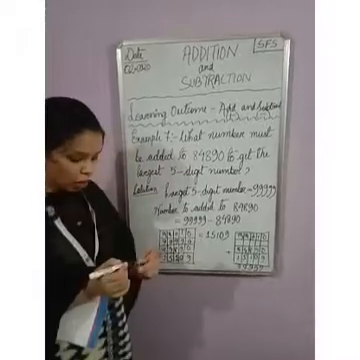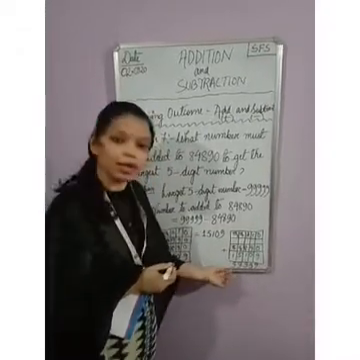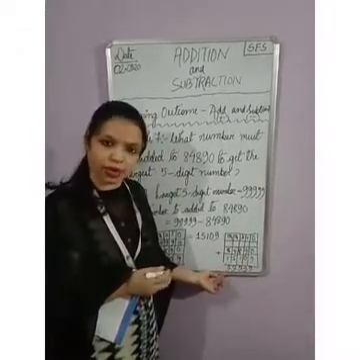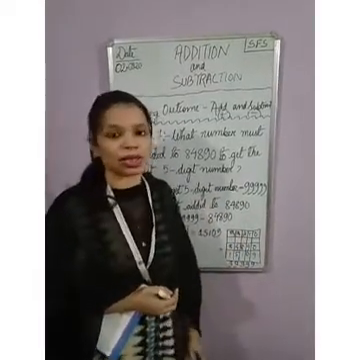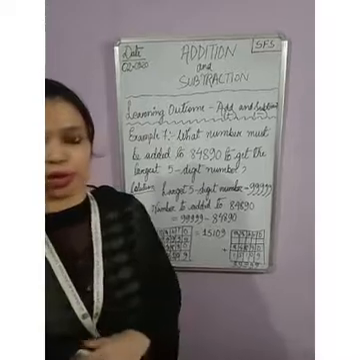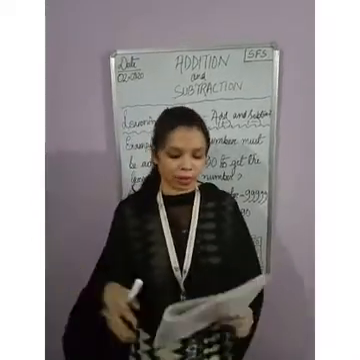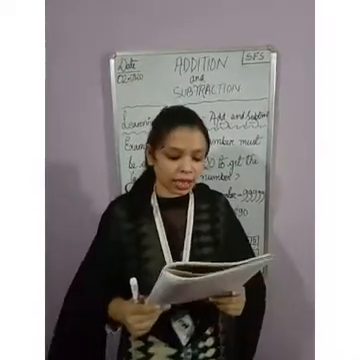That means what we got the answer? We got the answer is the largest 5-digit number. Okay. So in this way you can do, and you can cross check your answer whether it is correct or not. Okay children.